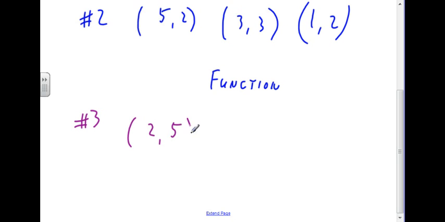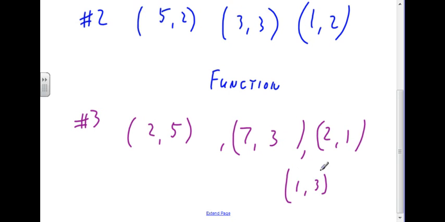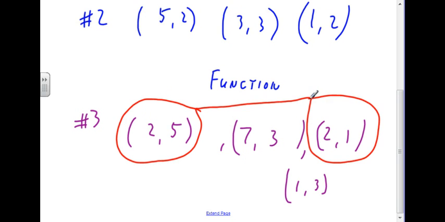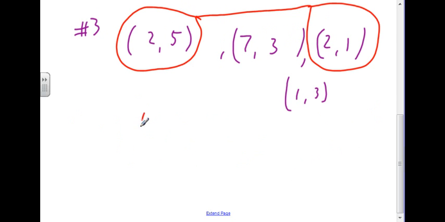2, 5, 7, 3, 2, 1, 1, 3. Big problem. A 2 is giving me a 5, a 2 is giving me a 1. Which one is it you want me to have? So I go to the casino and I hit the jackpot. All right, I got the jackpot. Am I getting $1 million or $5 million? $5 million? All right, what a deal. But so 3 is not a function.